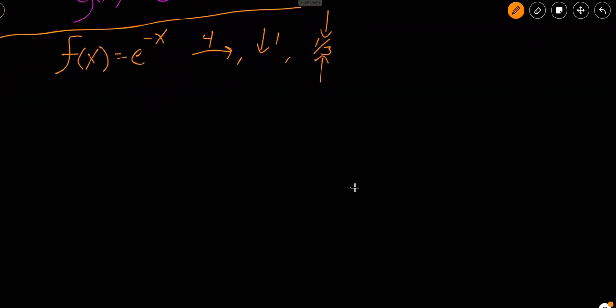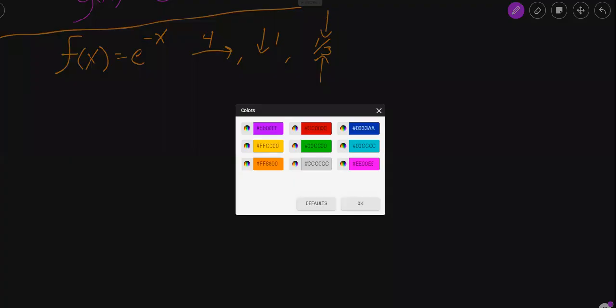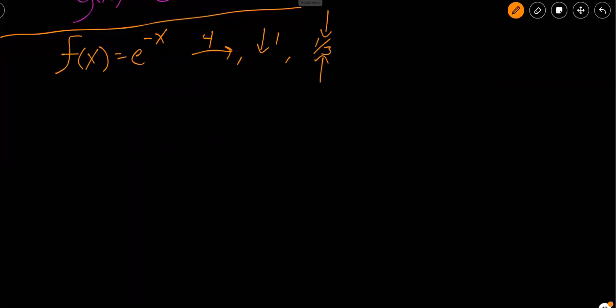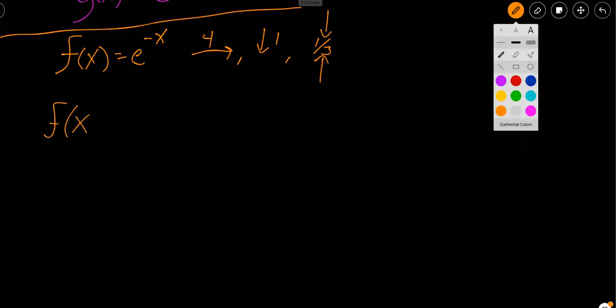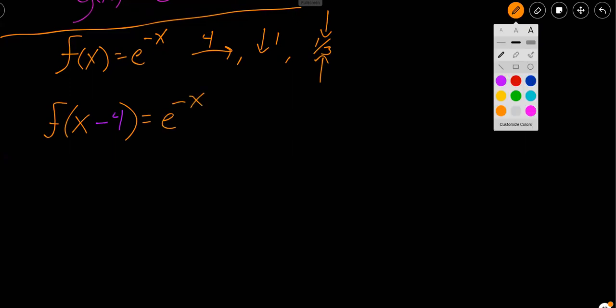So again, translations are easy. These are just addition and subtraction. Remember, the horizontal translations are going to be all backwards. So if I'm moving 4 to the right, even though that's a positive direction, I'm actually going to be subtracting 4 from my x value. So my first step here is to rewrite it like this. I'm going to be subtracting 4 from x. So f of x minus 4 is equal to e to the negative x. Well, it's going to be minus 4 as well.